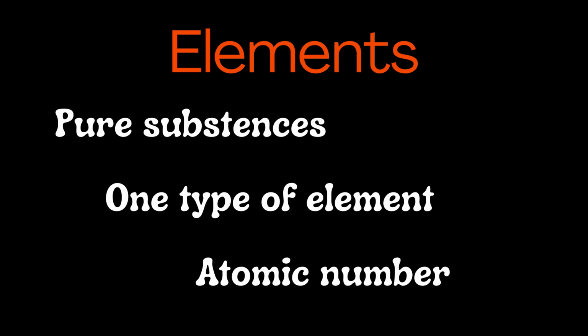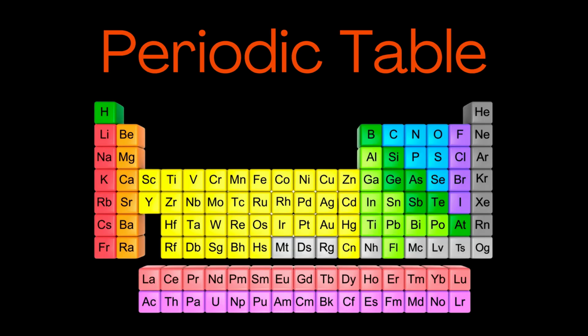Elements. Elements are pure substances consisting of only one type of atom. Each element is defined by its atomic number, which is the number of protons in its nucleus. The periodic table organizes elements by increasing atomic number and groups elements with similar properties together.